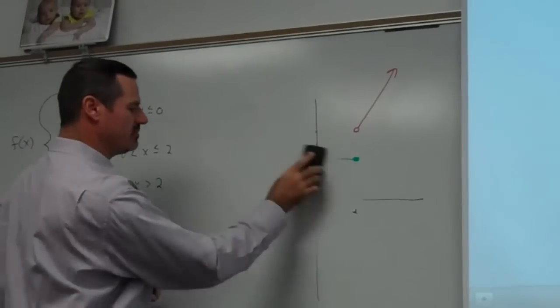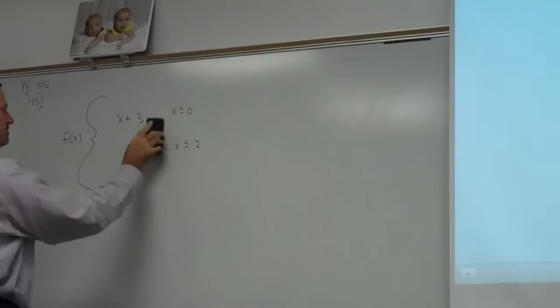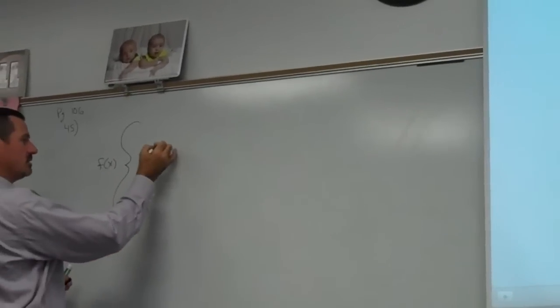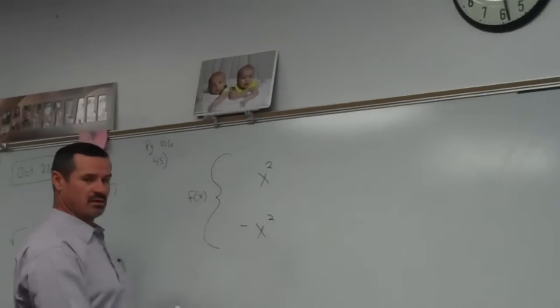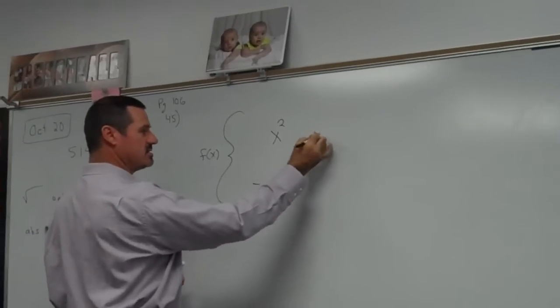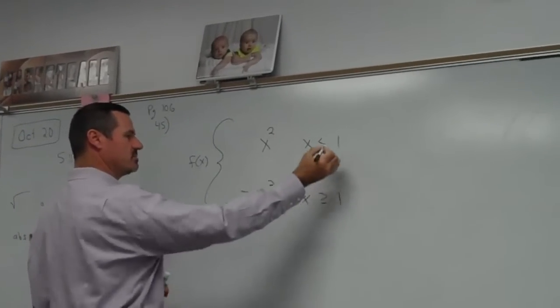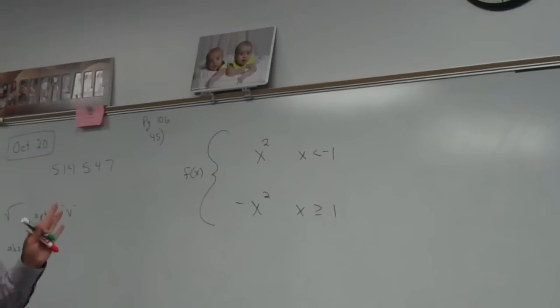Here, let me start all over with a brand new problem. Let's do one like this. I'm just making a problem up, okay? Let's do x squared and negative x squared as the two graphs. And let's say this one's where x is less than 1, and this is where x is greater than or equal to 1. Or let's make it less than -1. That'll even be better. Okay, just made that up.